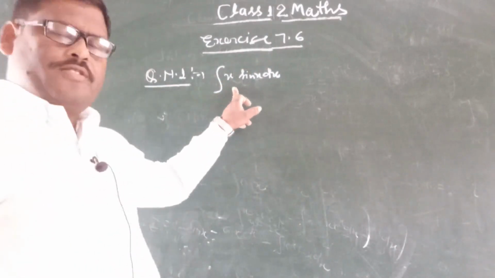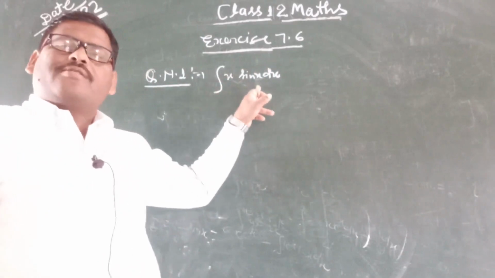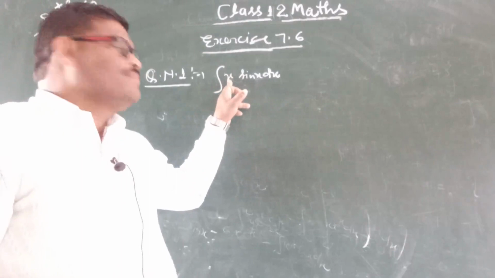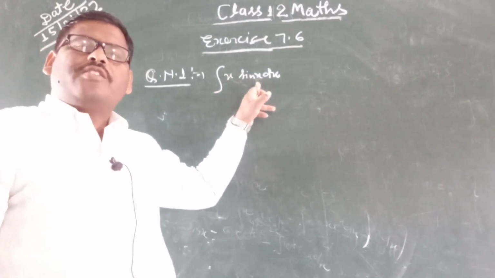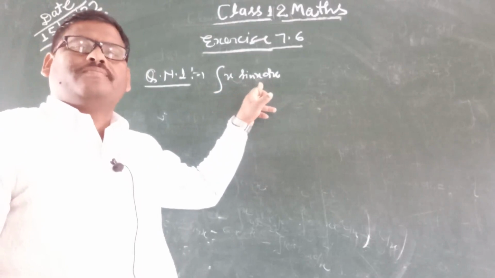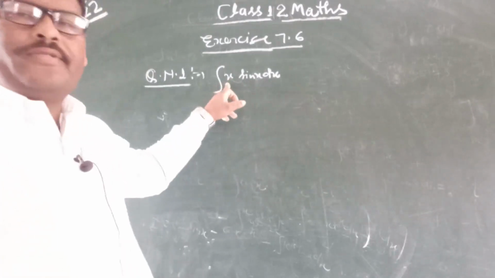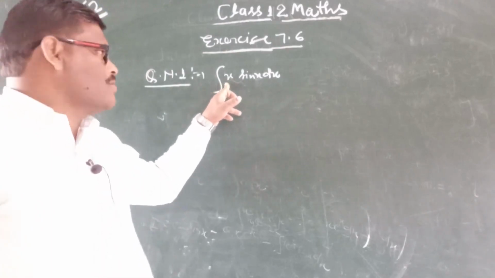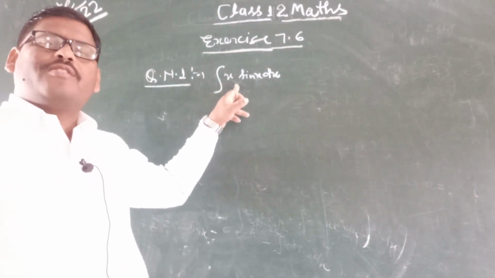Pattern here: the integrand contains two functions, that is x and sin x. x is an algebraic function and sin x is a trigonometrical function, so it is a product of two functions. Therefore, we can simplify it by the method of integration by parts, in which the integrand contains a product of functions.